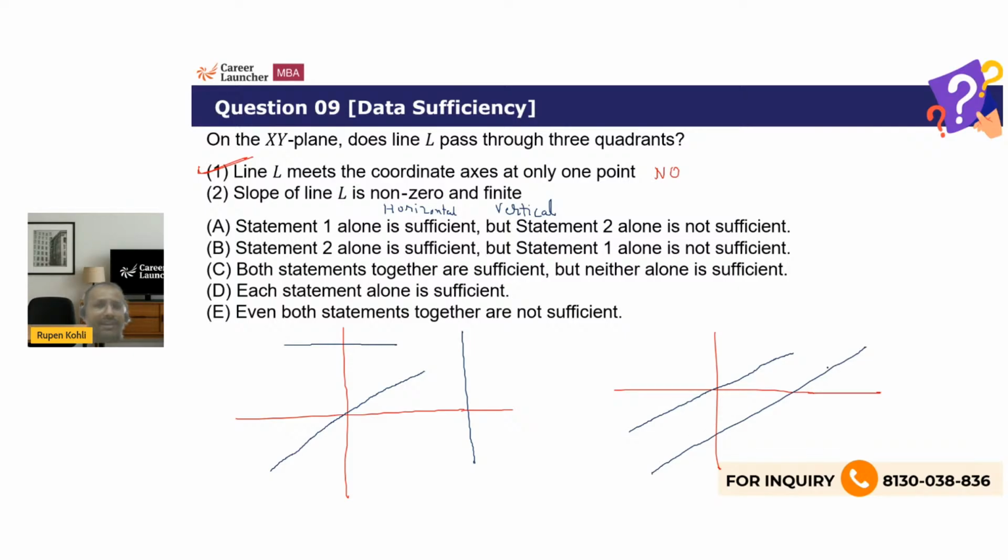Yes, Arup, you realized your mistake. So therefore, in this case, the line may be passing through three quadrants or maybe passing through two quadrants. So both yes and no scenarios are possible. So this statement is not sufficient. Answer is A. So very analytical DS question based on coordinate geometry.